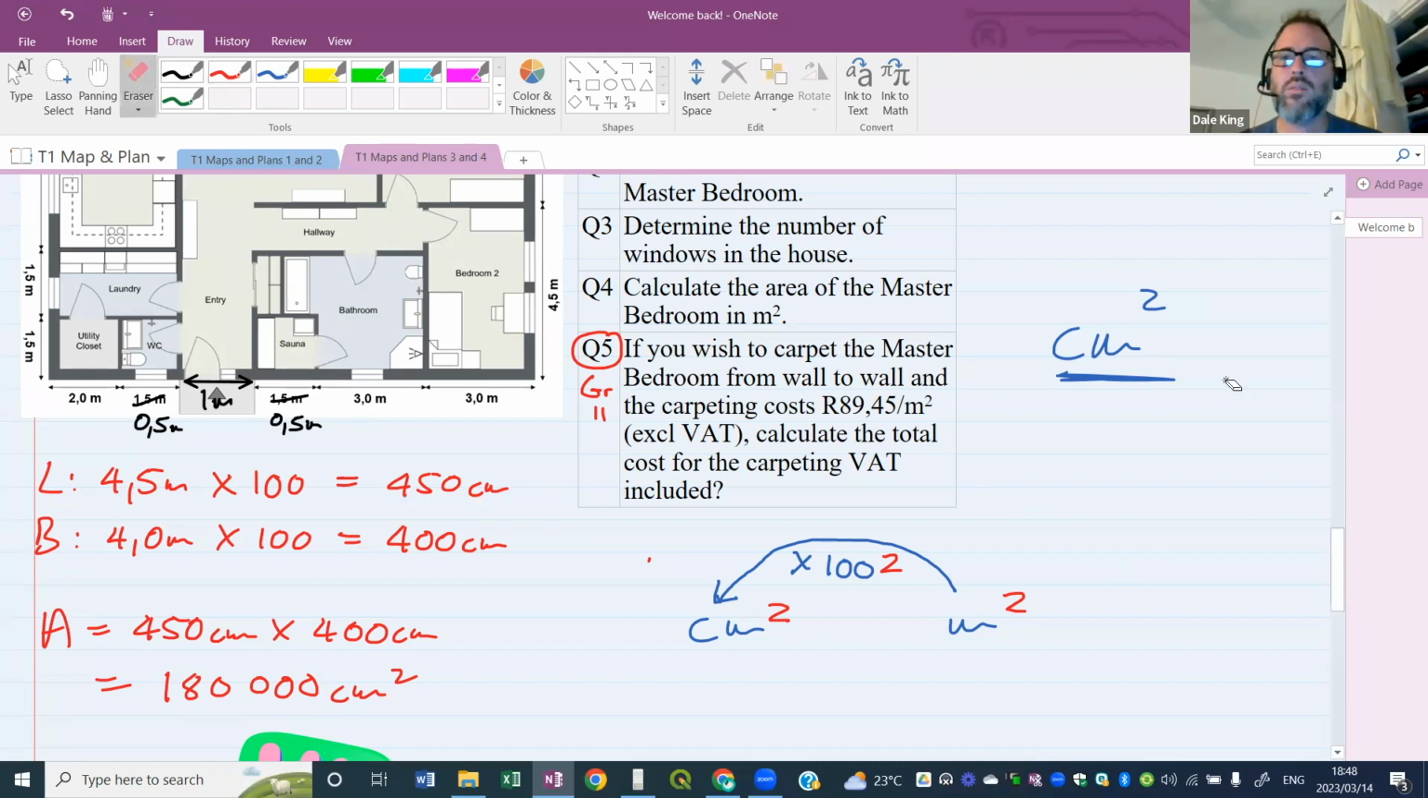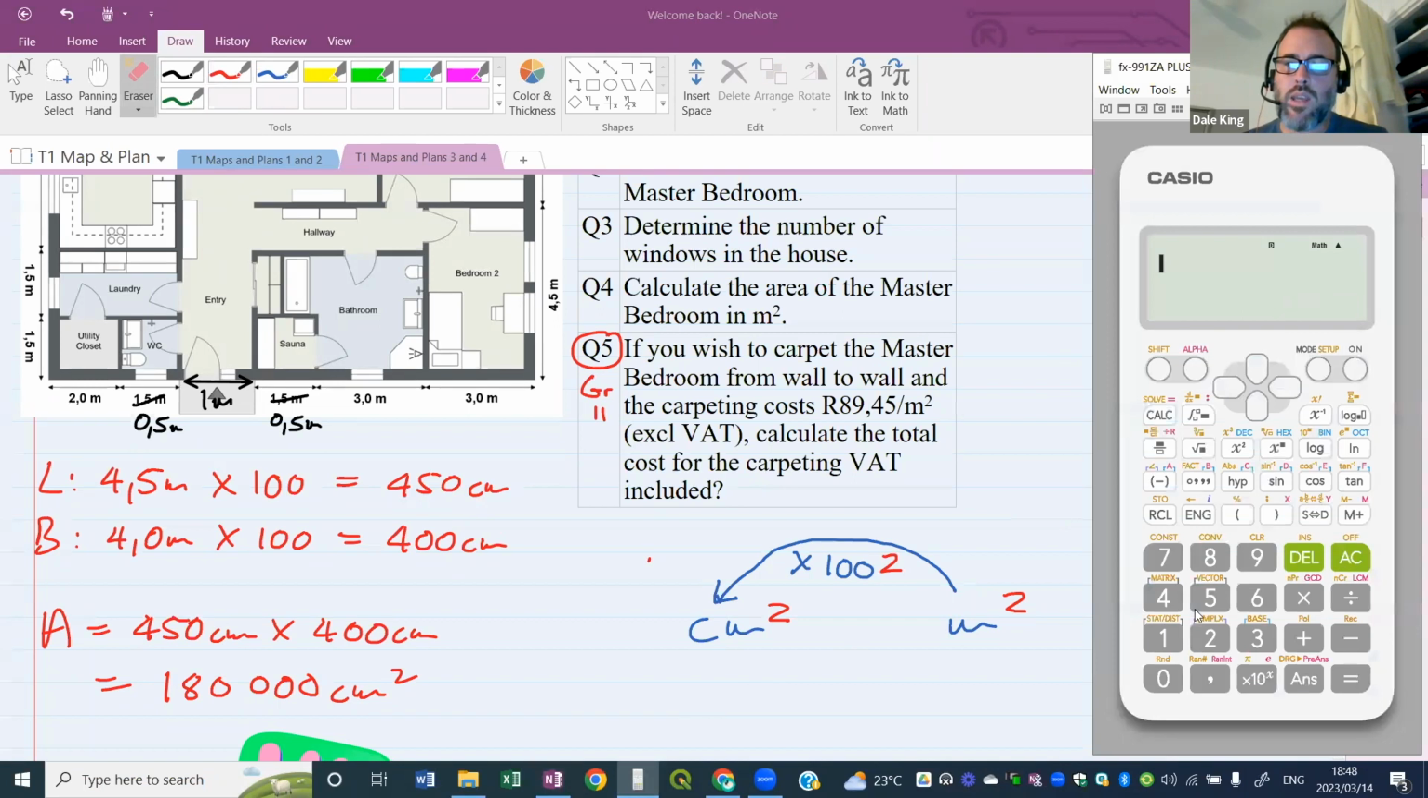Okay, let's see if that works on the calculator. So remember we said 4.5 meters times 4 meters, and that gave us 18 meters squared. Well, I can take 18 meters squared, 18, and times it by 100 squared, and look at the answer. Okay, 180,000 again. So that's a second way you can do it.